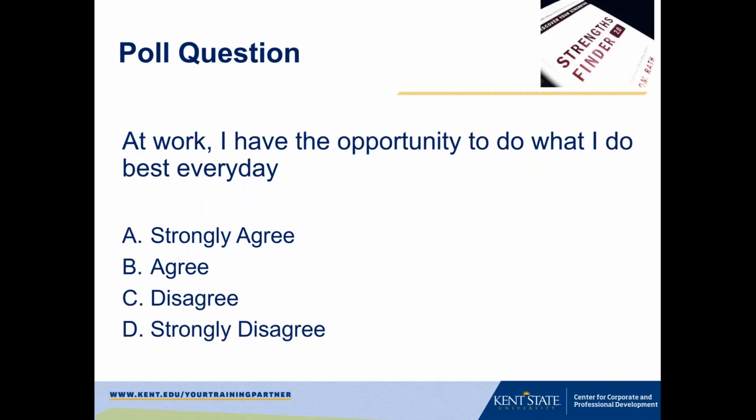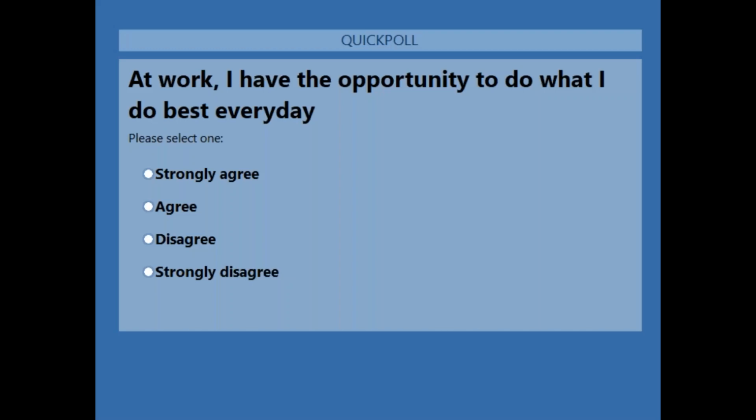I have a polling question for you right off the bat, so if you could put your answers in. The question is: at work, I have the opportunity to do what I do best every day. Select one of these: A, strongly agree; B, agree; C, disagree; or D, strongly disagree. At work, I have the opportunity to do what I do best every day. Okay, the polling question is open. I'll give you a little bit of time to answer it, and then I will show the results.